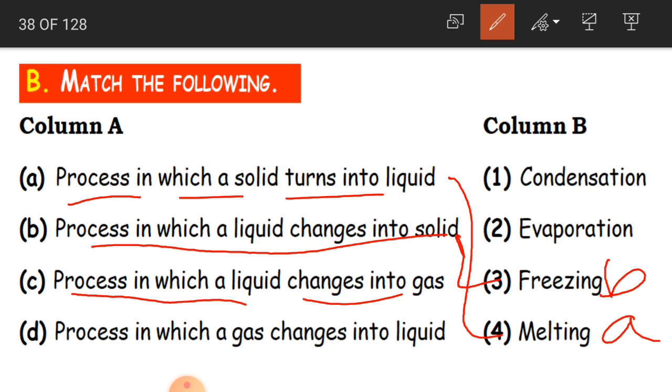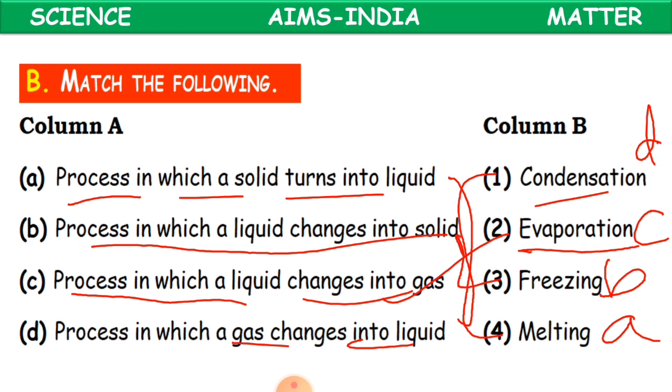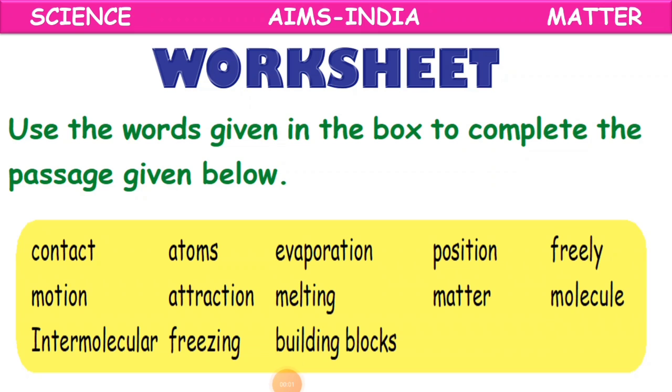Process in which a liquid changes into gas. After heating the water, what happens? We'll get the water vapor. So water is liquid, gas is water vapor, that is evaporation. Okay, and this is C. And process in which a gas changes into liquid, that is nothing but condensation. Okay, so this is the match the following, children. Okay, you are having a worksheet here.